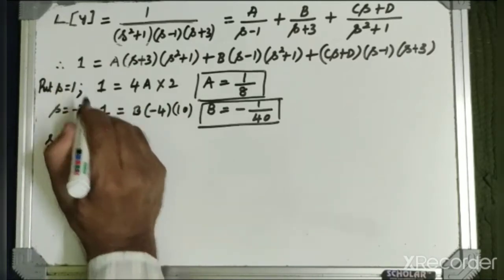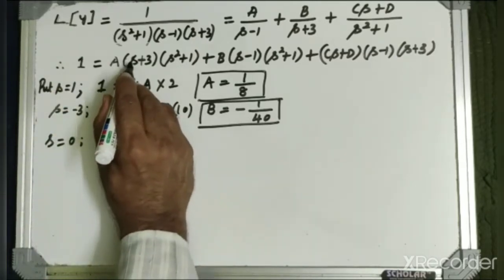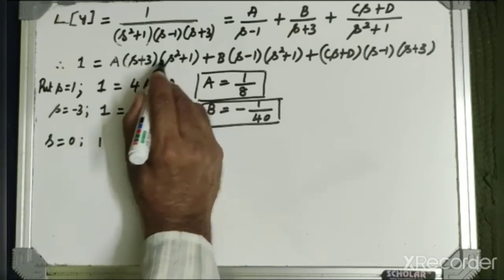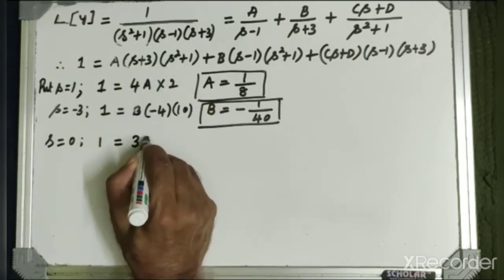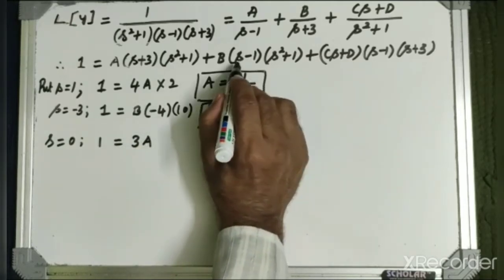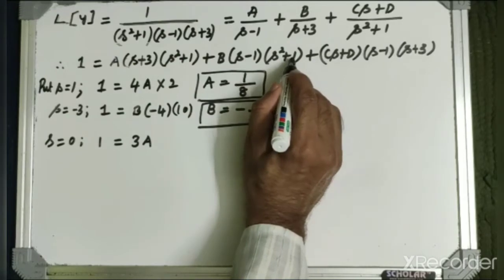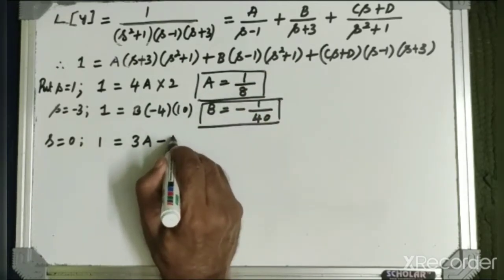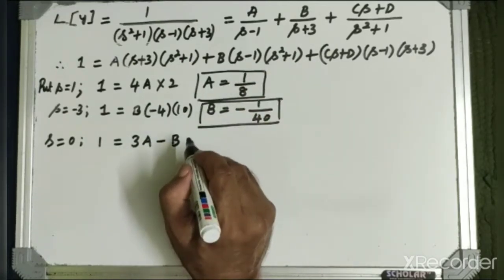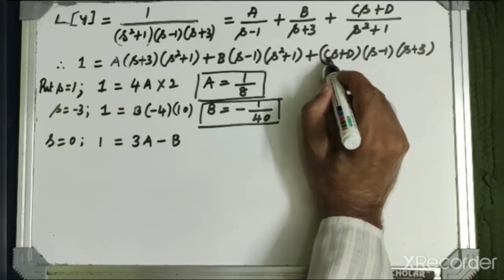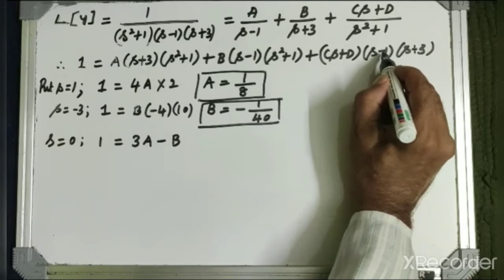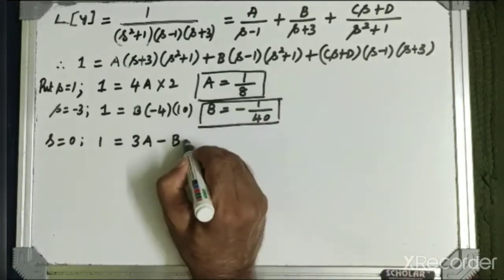Now put S equal to 0. When you substitute S equal to 0, the left hand side is 1. Only the 3 and 1 remain, so 3 into 1 is 3A. 1 is equal to 3A. Then here, if you substitute S equal to 0, minus 1 plus 1, so minus B. Minus 1 into plus 1 is minus 1 minus B. S equal to 0 means this term is 0. Here it is minus 1 into 3, minus 3D.